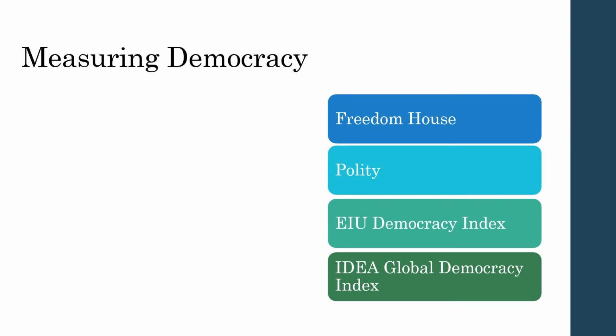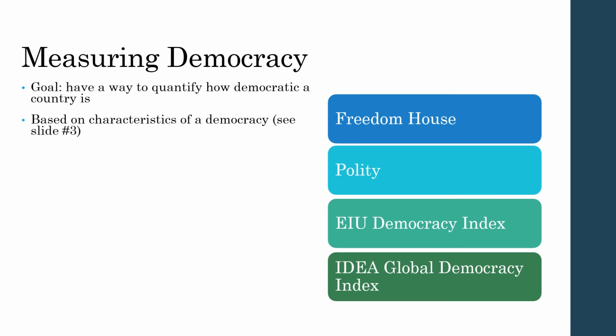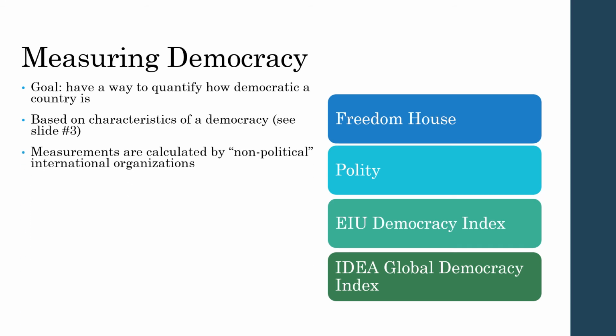So these measures, there are tons of different measures, and they all have their own issues. The goal of any measure of democracy is to find a way to quantify how democratic a country is, something that we probably have a general understanding of, but it's hard to say how we would measure that. So these are organizations that have created these index measures to try to figure out how we should measure this. And they're all based on the basic characteristics of a democracy we already went over on slide 3.